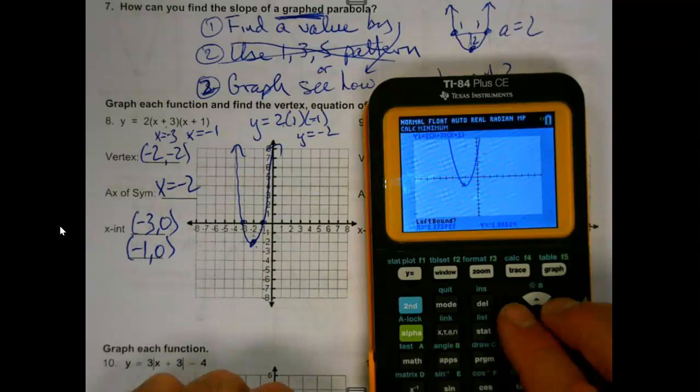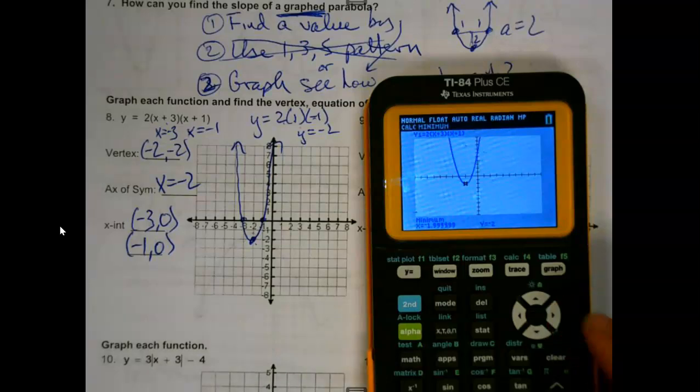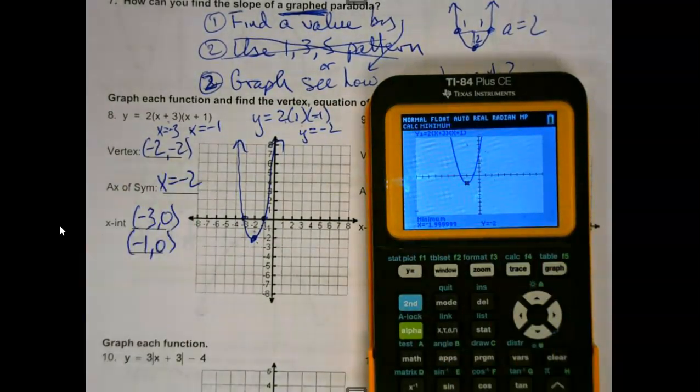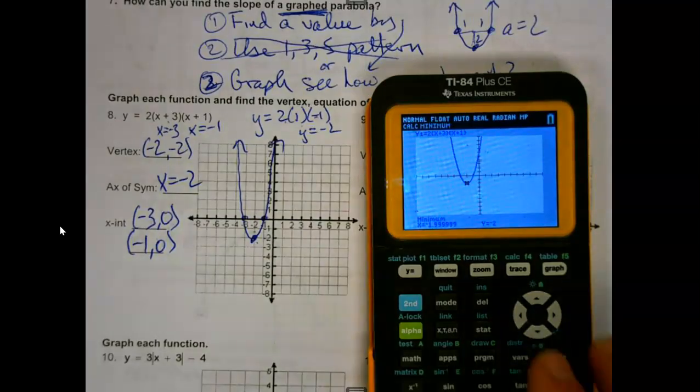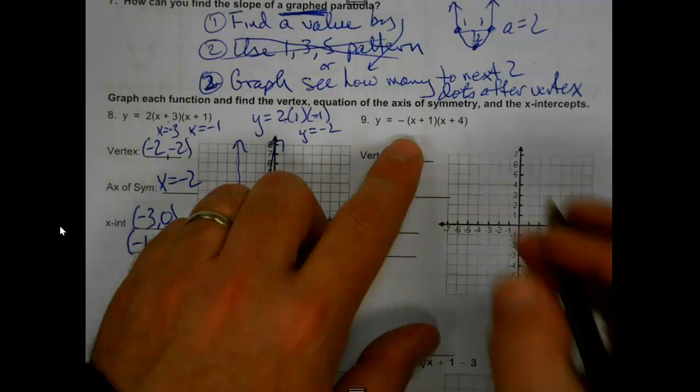So I'm going to get to the left of my vertex. I'm going to hit enter. I'm going to get to the right of my vertex. I'm going to hit enter. I'm going to hit enter again. Look at that. -2, -2. People, there are, well, I'm not going to say endless, but at least 2 to 3 ways you can do this on every one. Don't cut yourself short.